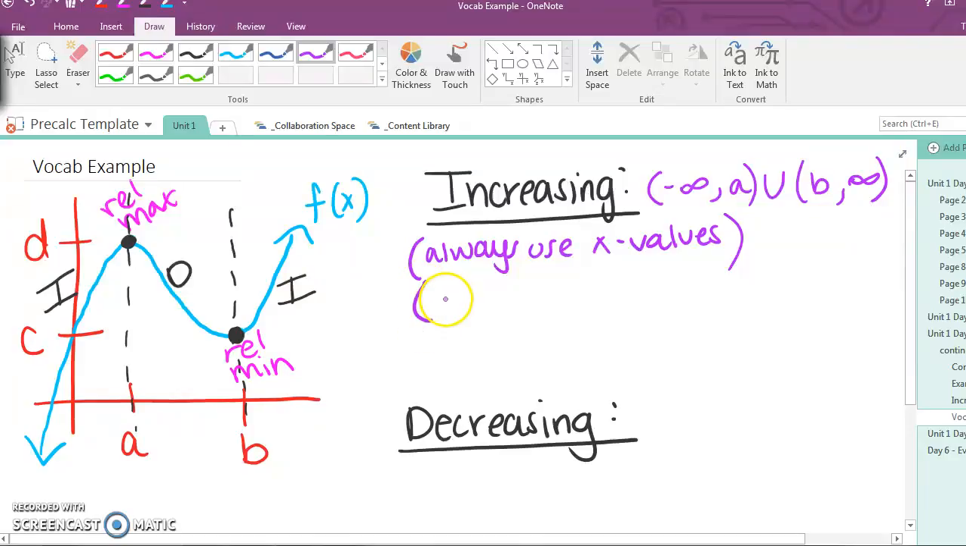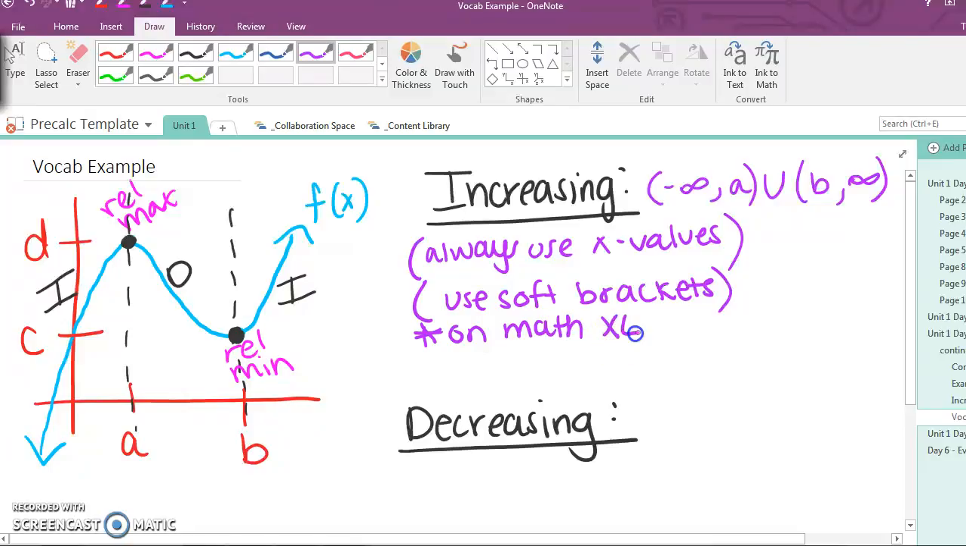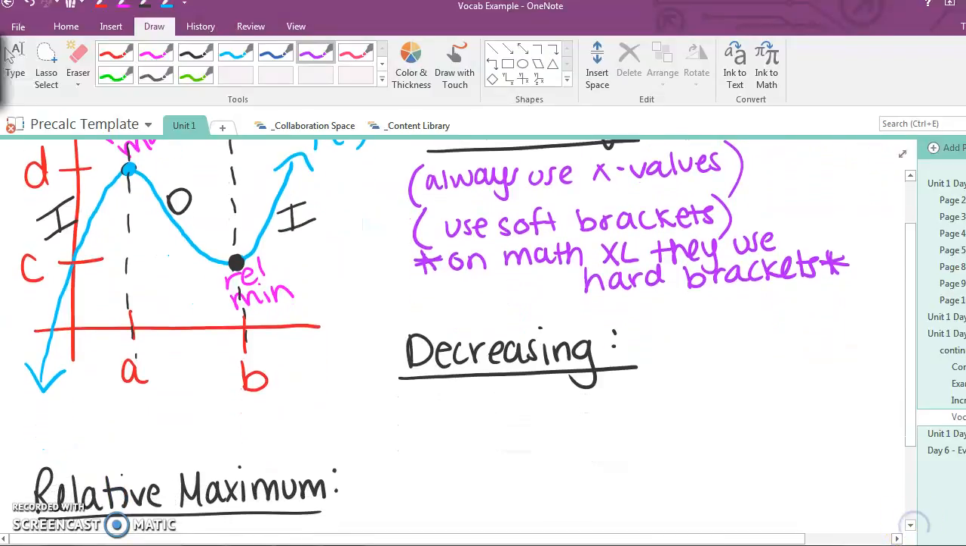Another note I want to make is that we use soft brackets in this class because technically it's not really increasing or decreasing at those points, those turning points. However, let me make a note. On Math Excel, they use square brackets or hard brackets because really in calculus you can see it either way, and same thing on the SATs. So they'll use interchangeably square brackets and soft brackets. I'm going to use soft brackets in our class.